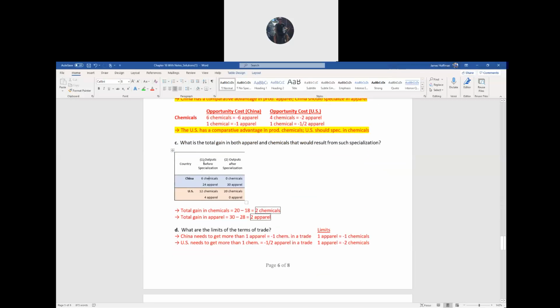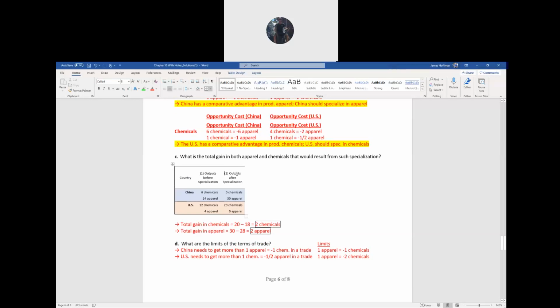Okay, so this part's given in the initial part of the question, so just put it in there. China starts with 6 chemicals and 24 apparel, and the US starts with 12 chemicals and 4 apparel. Just the point that was given on the initial production possibilities curve. Now, column 2, outputs after specialization. One country is going to specialize in one thing and produce none of the other, and one country is going to specialize in the other thing and produce none of the first.